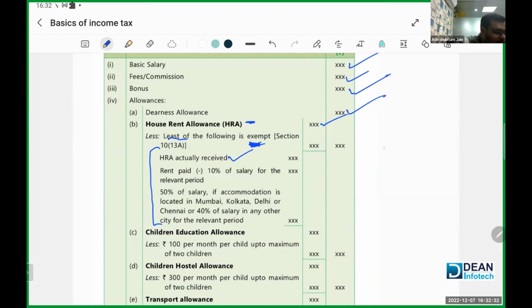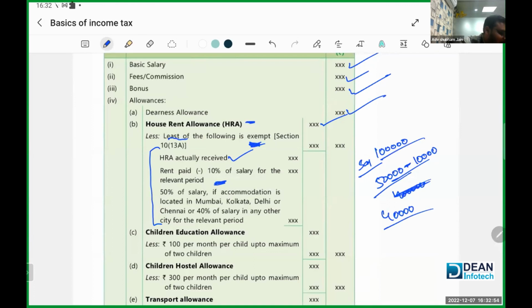For example, if your salary is 1 lakh rupees, and if you are paying rent 50,000 rupees for the whole year, so 10% of this salary is 10,000 rupees. Rent paid over 10% of salary is 40,000 rupees. So this amount comes to be 40,000 rupees. In second, we are going to write 40,000 rupees.